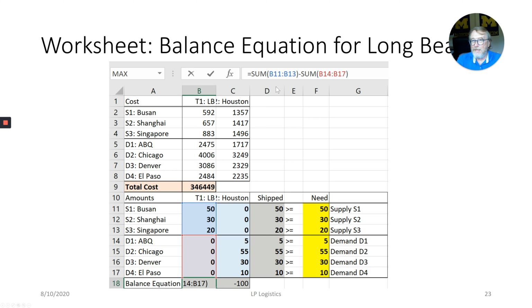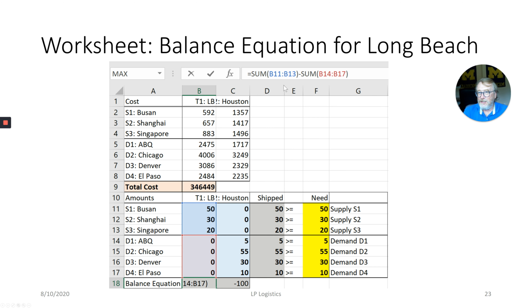Okay, so this is the balance equation for Long Beach, right? And so what I did is just sum up these guys, 50 plus 30 plus 20, minus the sum of what arrives in the different cities from Long Beach, okay? I did the same thing for Houston. I summed up what goes into Houston, 0, 0, 0, minus what goes out of Houston, which is the sum of these guys. So zeros minus the sum of these guys is minus 100.